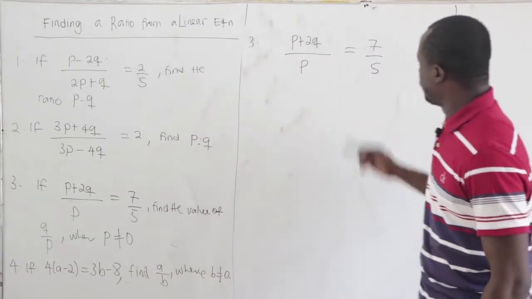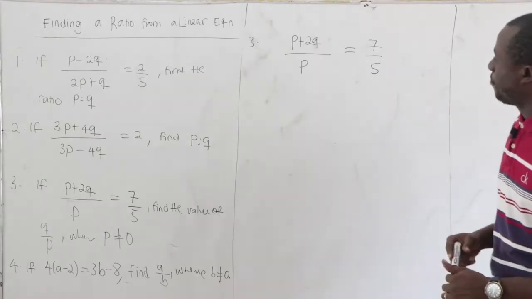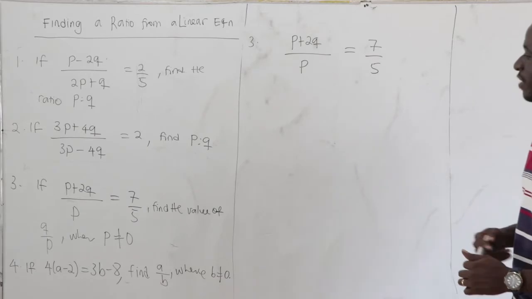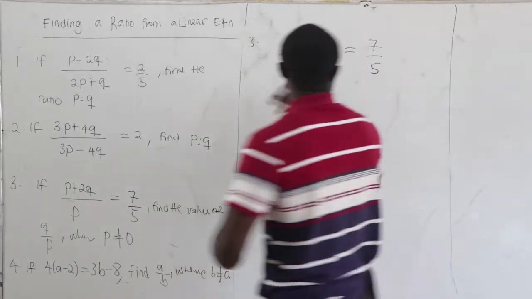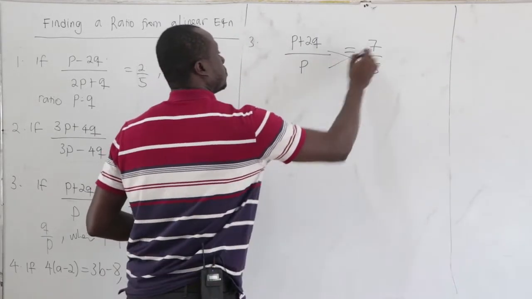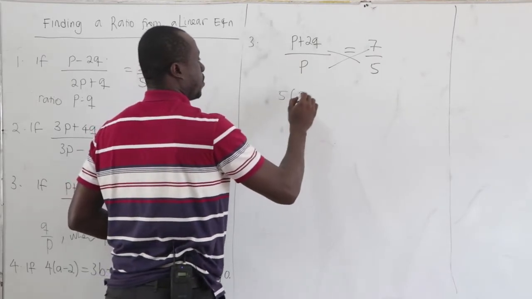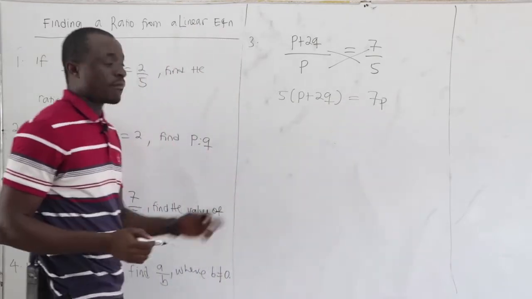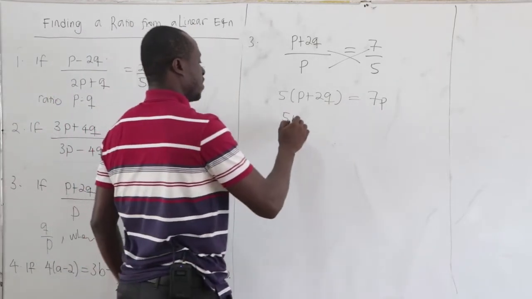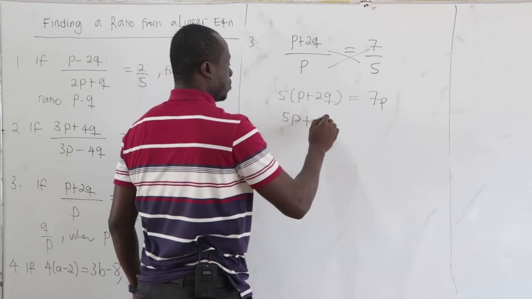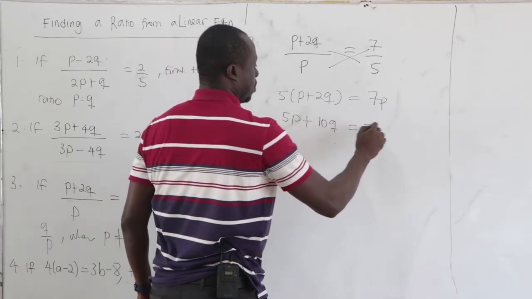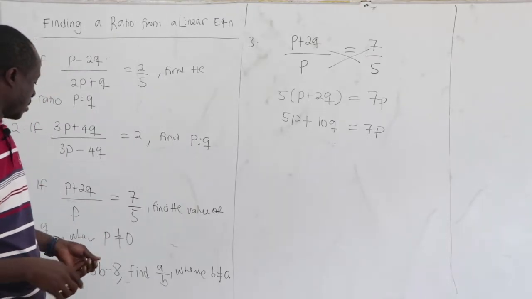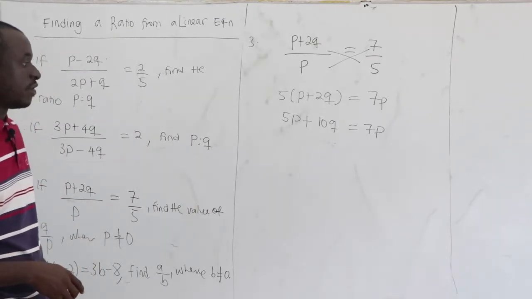Now let's say this be an easy past question. If 5P plus 2Q over P is equal to 7 over 5, let's say we should find the value of Q over P. So what can we do? First, cross multiply. So we have 5 into bracket P plus 2Q equal to 7P. Now 5 times P, that is 5P. 5 times 2Q, 10Q equal to 7P. Now what do we want to find? We want to find that is Q over P.